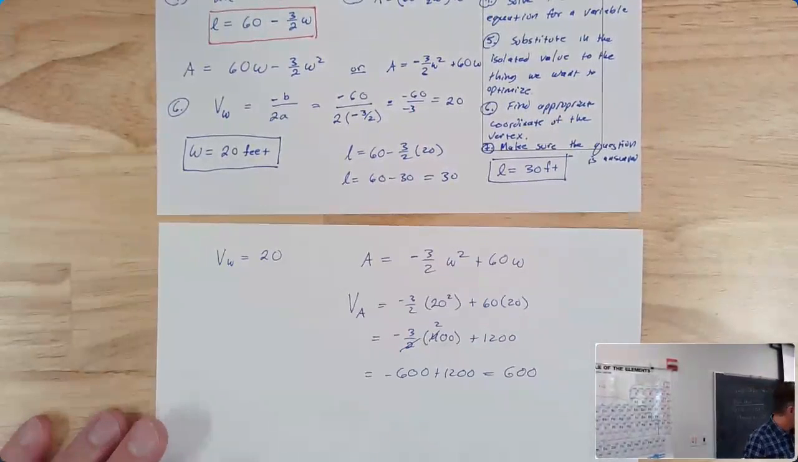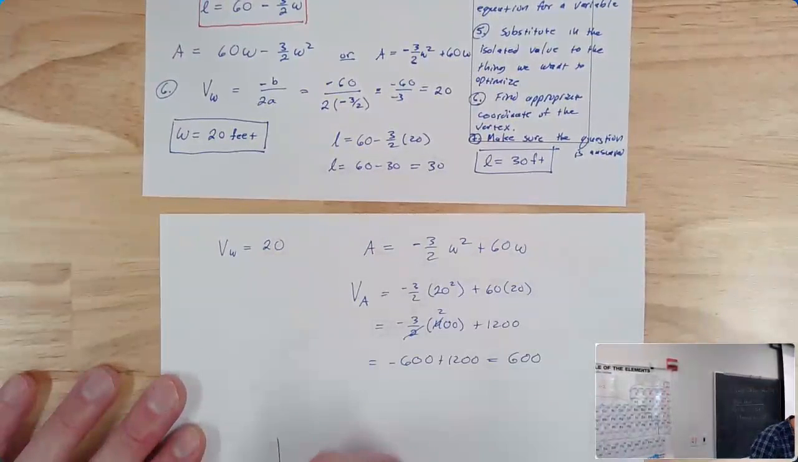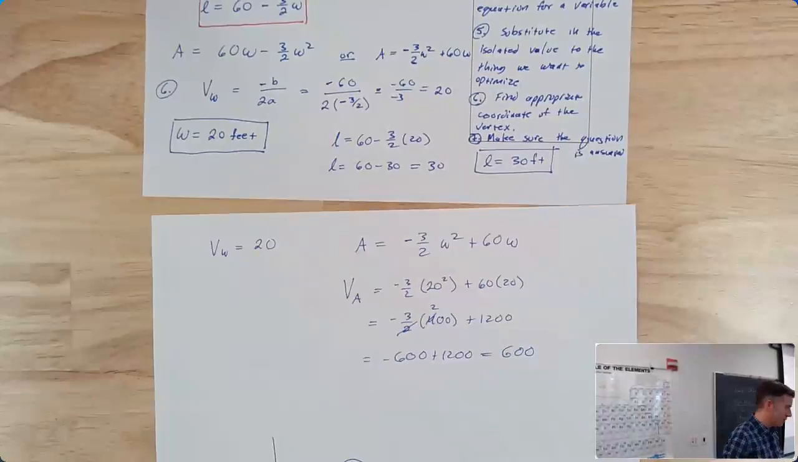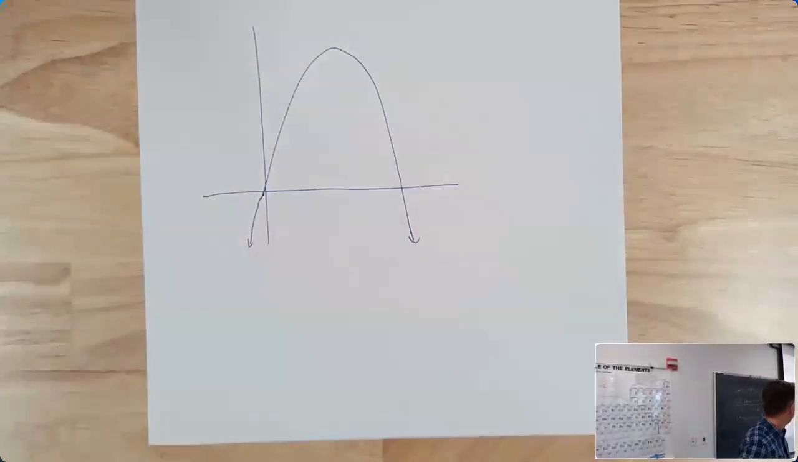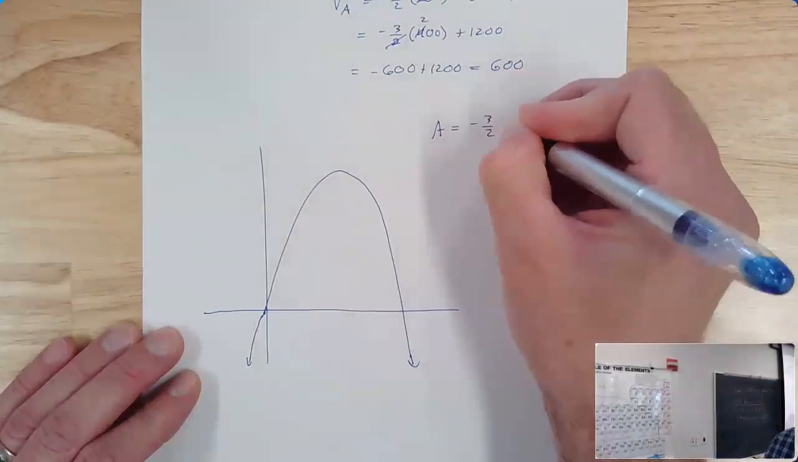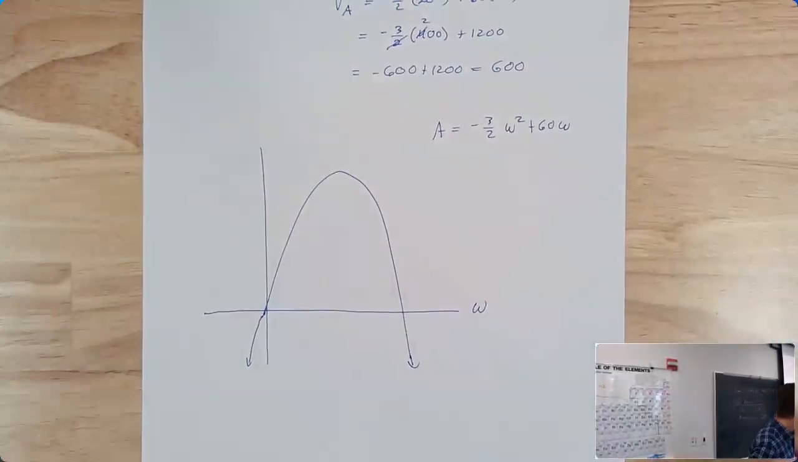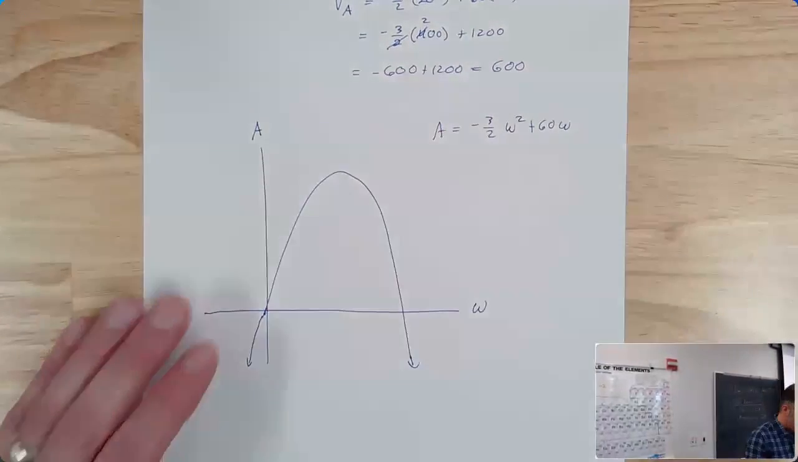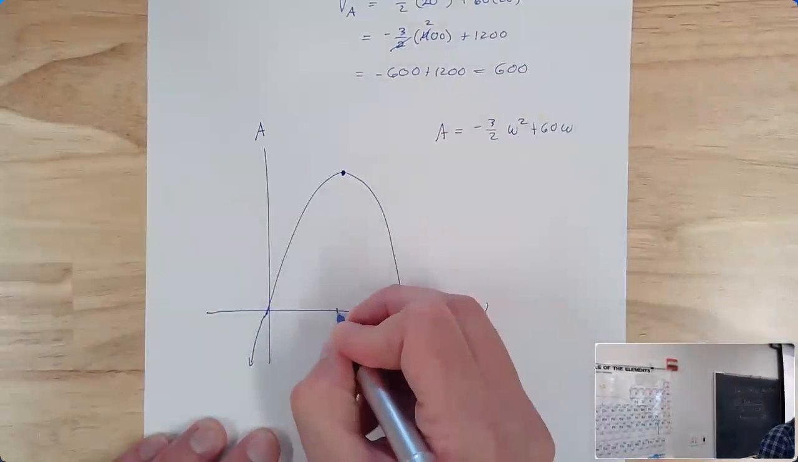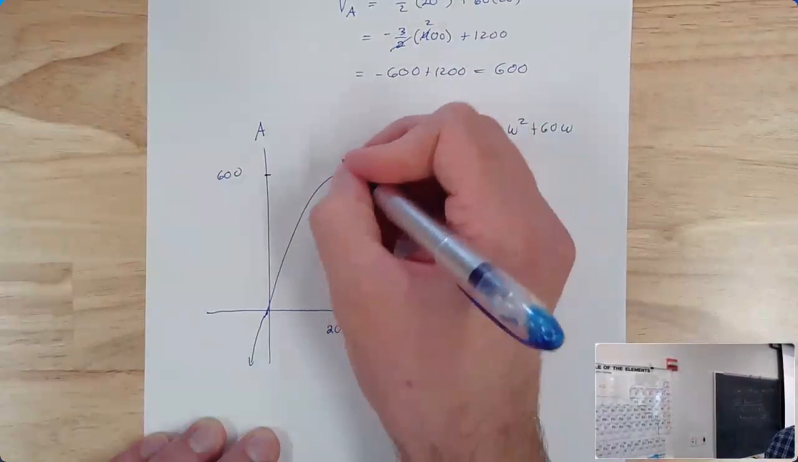So this second coordinate here, right? If I actually draw this parabola, might as well. Can I draw it? I mean, yes, I can. Okay, sure. This parabola looks something like this. Sorry, you can't see it. The parabola looks something like this. A equal to -3/2 W squared plus 60W. The x-axis, or the w-axis, is our input, and the output axis is A. And this coordinate here is when W is 20 feet and the area is 600 feet squared.